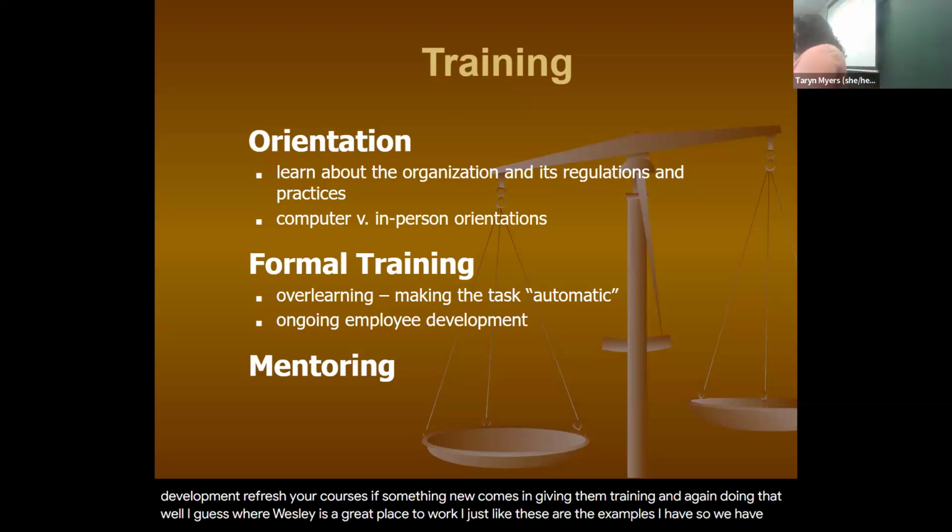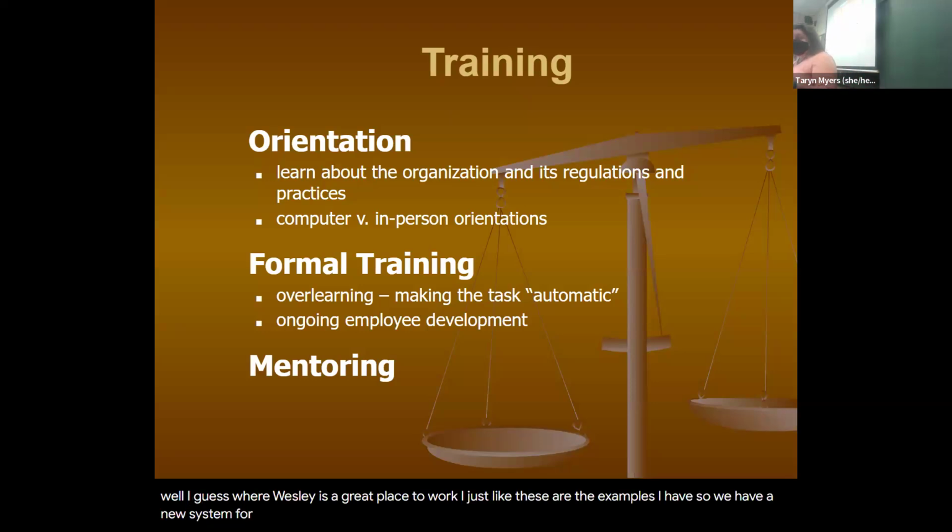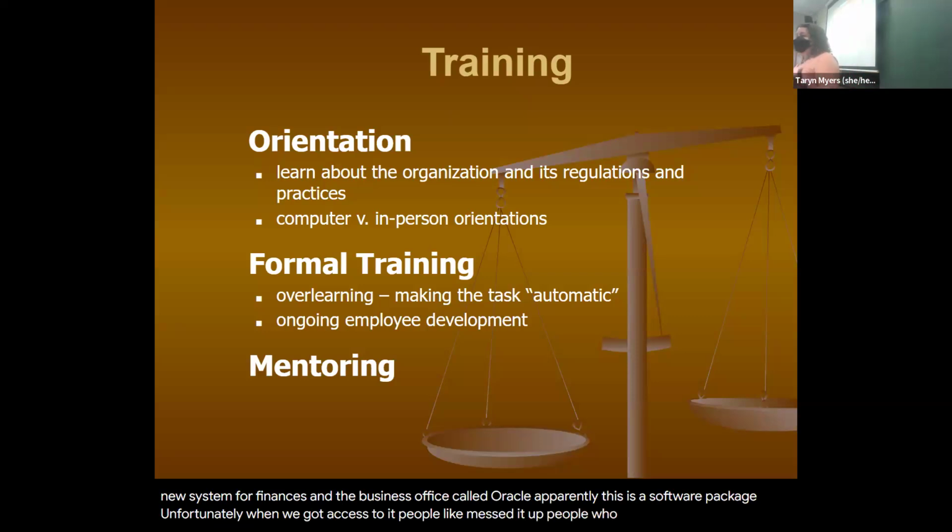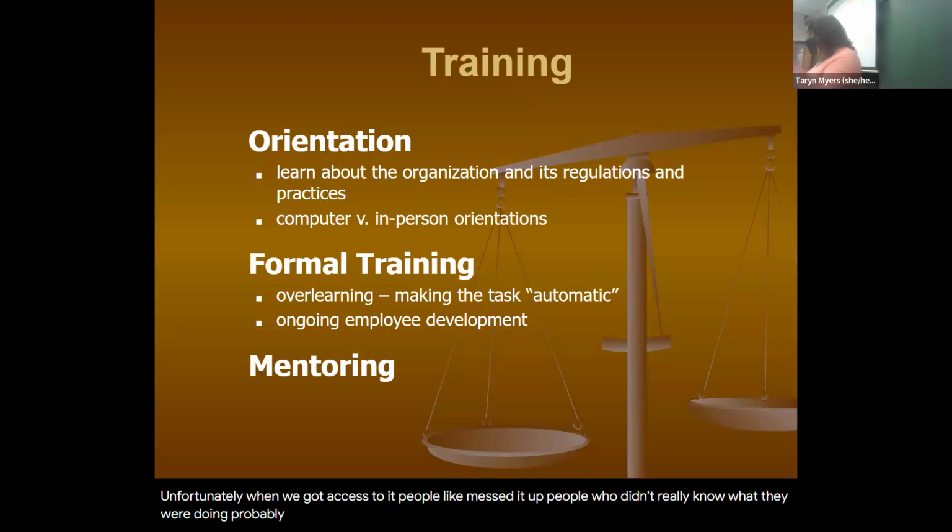So we have a new system for finances in the business office called Oracle. Apparently this is a software package that's fantastic. A bunch of Fortune 500 companies use it. Unfortunately, when we got access to it, people messed it up. People who didn't really know what they were doing, probably didn't have proper training on the software, programmed things in a really weird way.